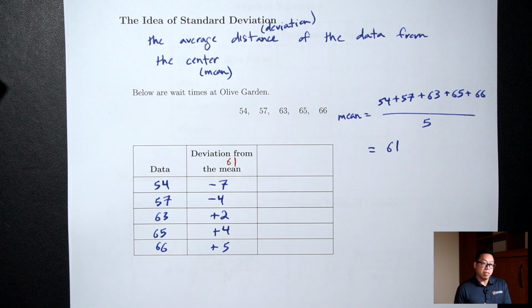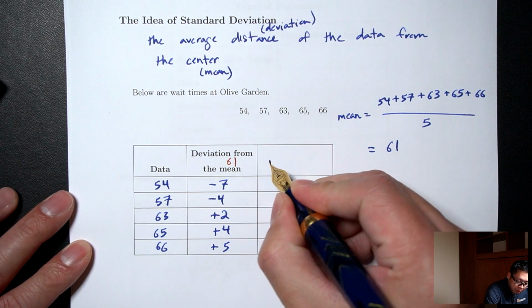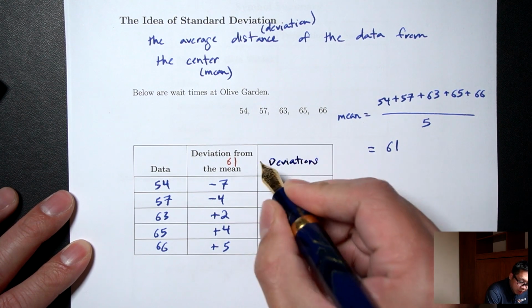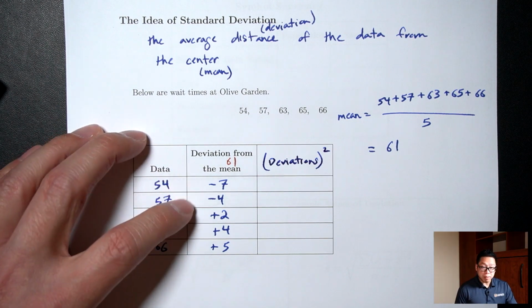So the next idea is, if the negatives are my problem, I need to get rid of the negatives. How do I get rid of the negatives? Well, one way in math to get rid of negatives is to square things. So that's what we'll do. We'll square these deviations, and that will get rid of the negatives.